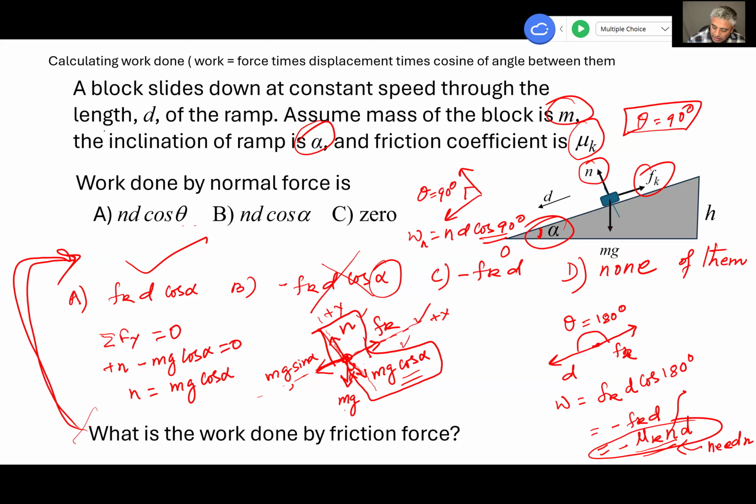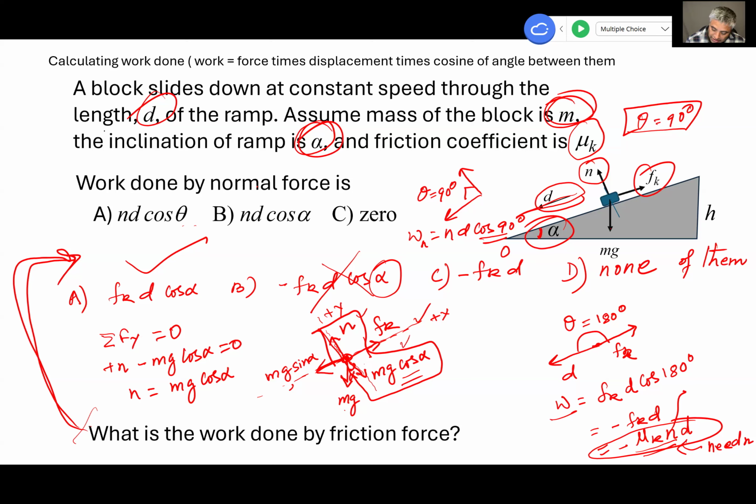That way, the work done is in terms of the things we know. The displacement is shown there, the mass is given, and the angle of inclination is given. So that way we can complete this.